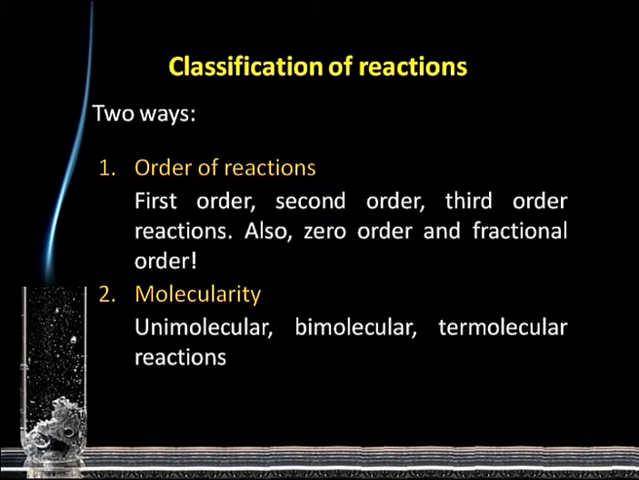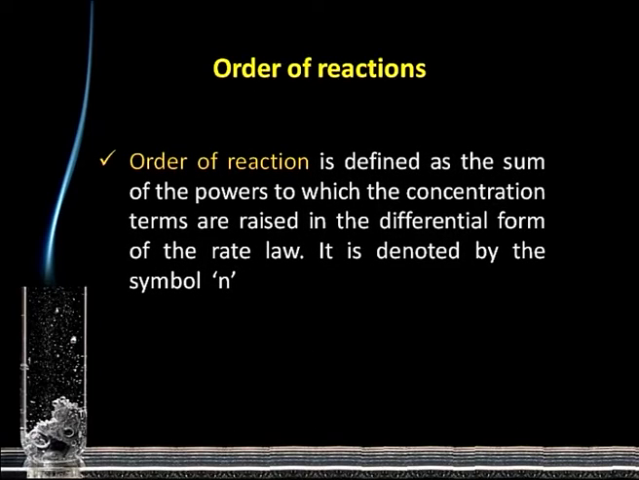But here we can also have what are called zero order and fractional order reactions. The other way is in terms of molecularity. We have unimolecular, bimolecular and termolecular reactions. What do you mean by order of reaction? Order of reaction is defined as the sum of the powers to which the concentration terms are raised in the differential form of the rate law. It is denoted by the symbol n.